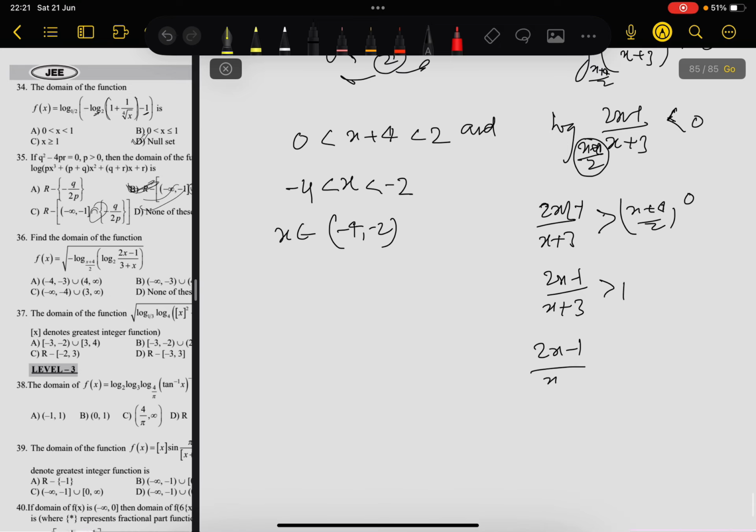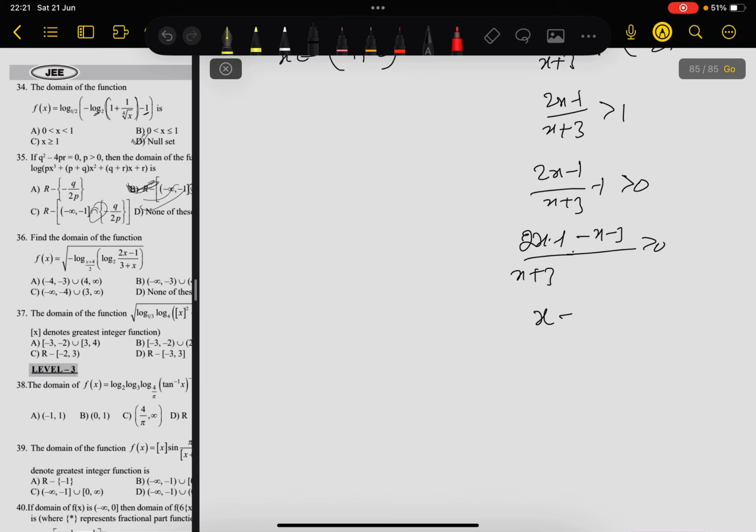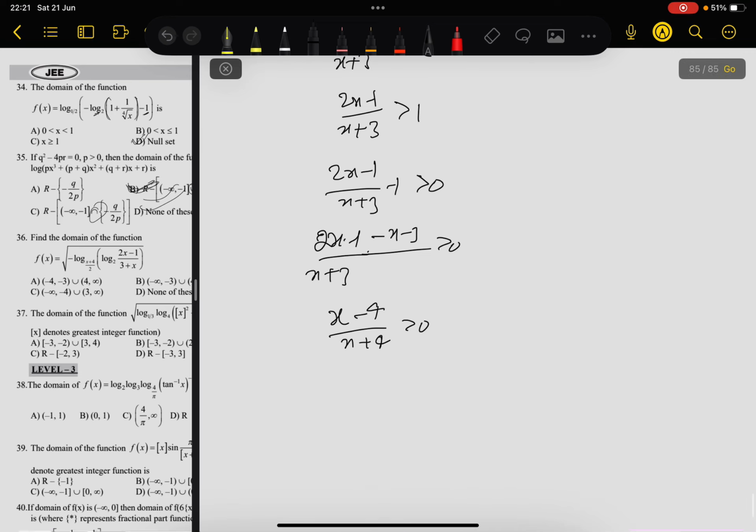So 2x minus 1, x plus 3 minus 1 greater than 0. So 2x minus 1, x plus 3 minus x minus 3 greater than 0. So this is x minus 4 divided by x plus 3 greater than 0. So for this expression you can write down the solution here. This is minus 4, this is plus 4.